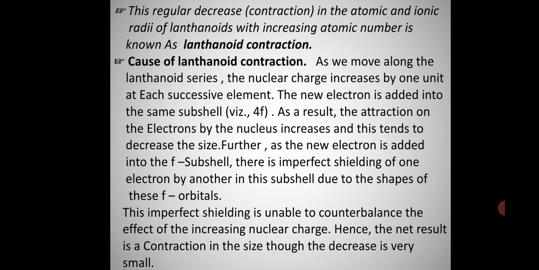Listen carefully. Thus in lanthanoids the valence shell remains unchanged, yet the size of the atoms and the ions decreases with increase in atomic number, because electrons are entering the innermost subshell, that is the 4f. So the nuclear charge is increasing and the atomic size is decreasing, but the outermost valence shell remains unchanged. Hence, the size of the atoms and ions decreases with increasing atomic number due to lanthanoid contraction.